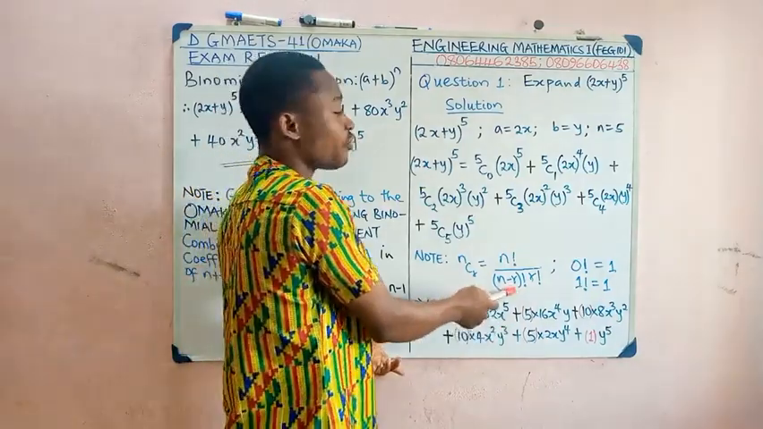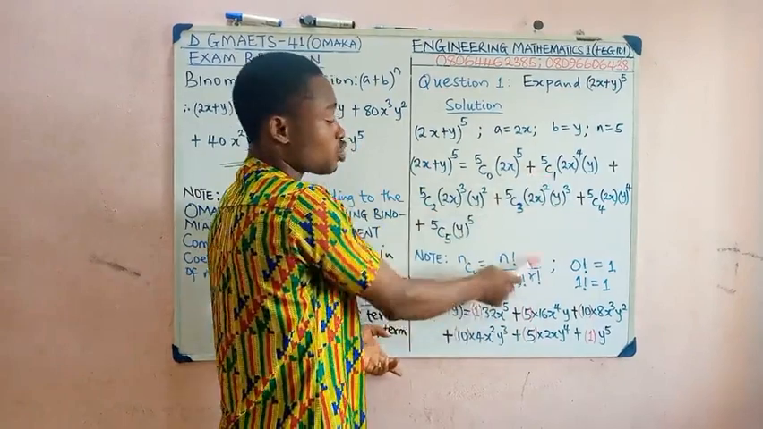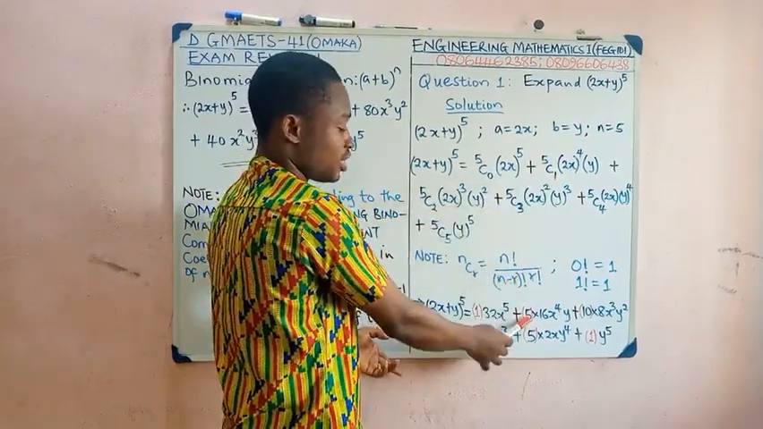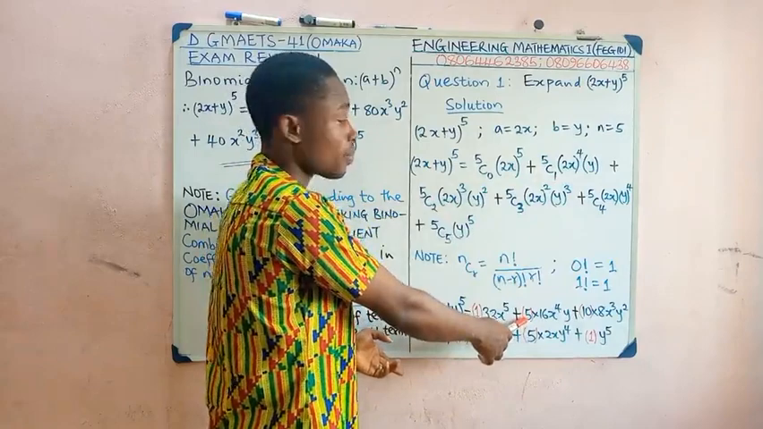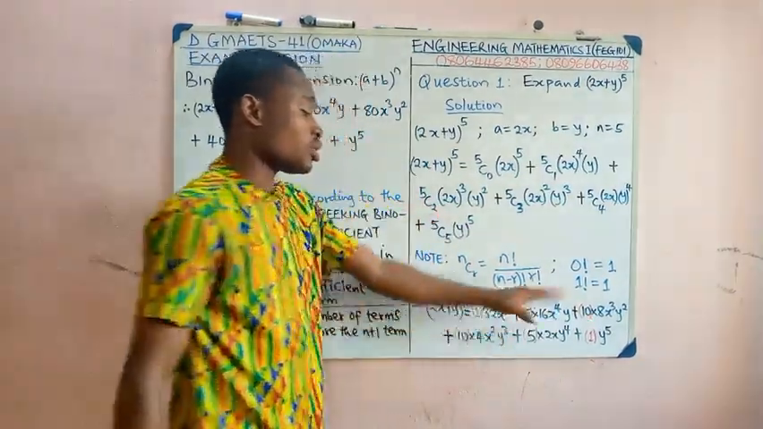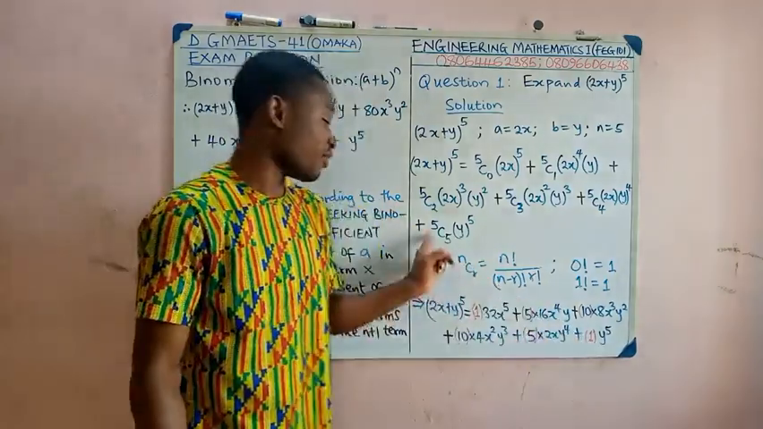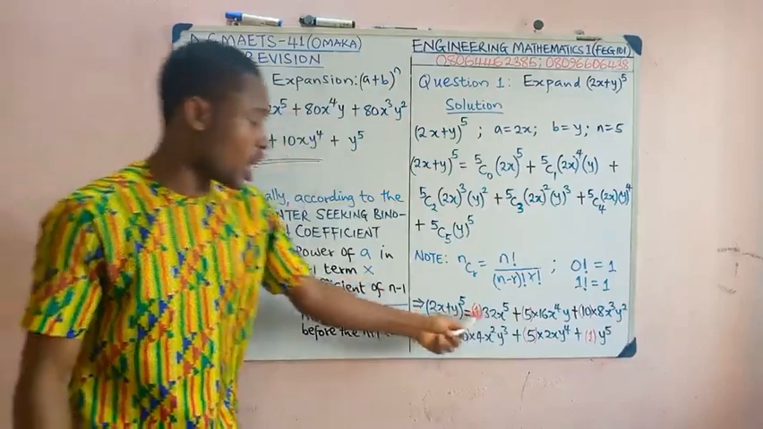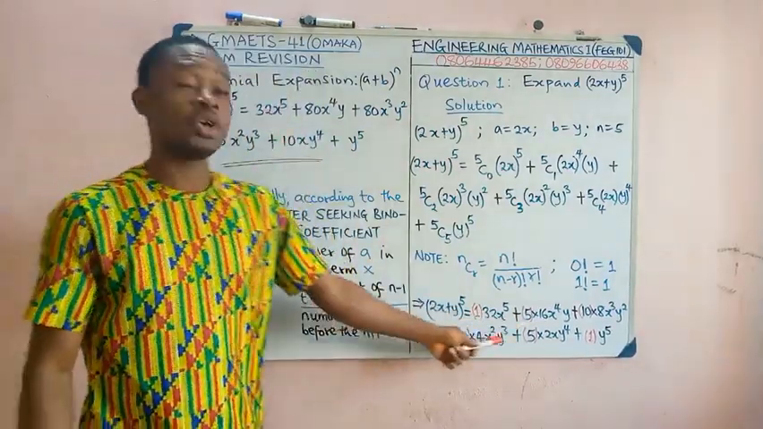Again, if you use this formula for 5 combination 1, substitute it, 5 is n and r is equal to 1 here, you are going to get this combinatorial coefficient 5. If you solve for 5 combination 2, it's going to give you 10, continuously down to this one, which is 5 combination 5, to still give you 1. And then, of course, you can walk through to see how we got this result from here.